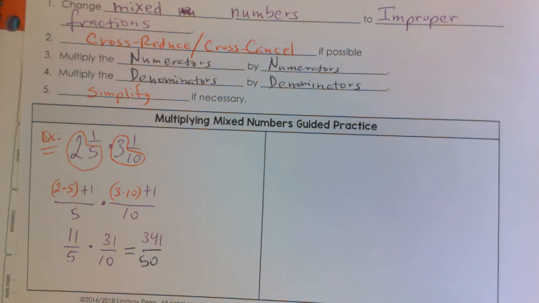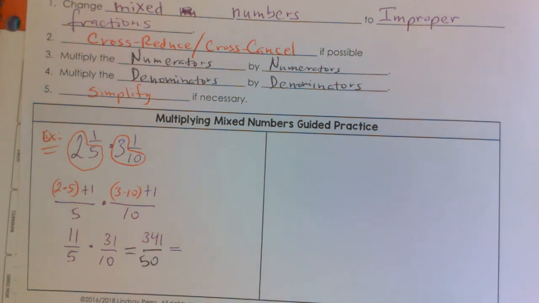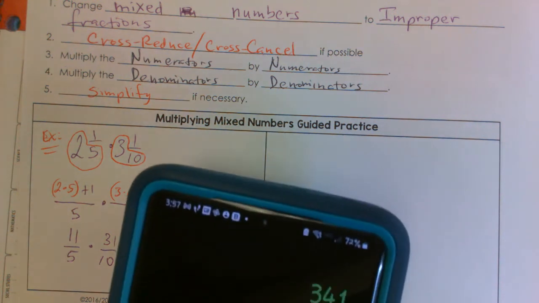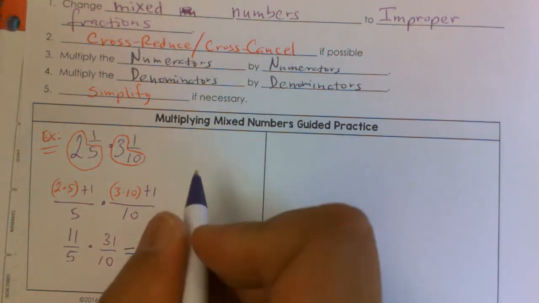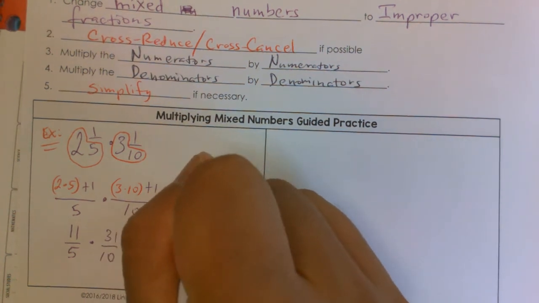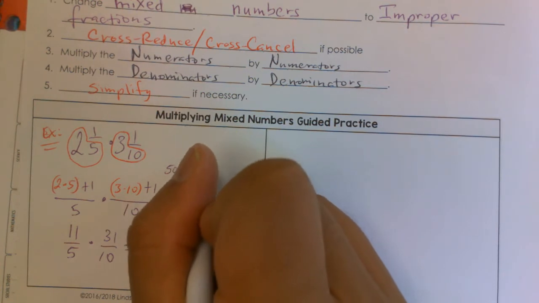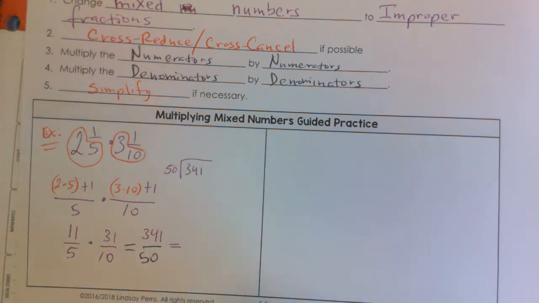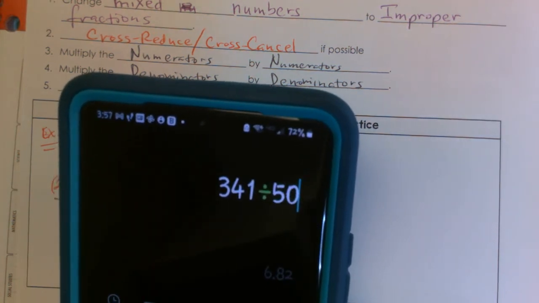So 341 over 50. Now I want to reduce that so that I can make this into a mixed number. So let's simplify that. So 341, I need to divide that. So let me put it on the side here. 341, divide that by 50. What do I get? So let's see. 341, divide that by 50.